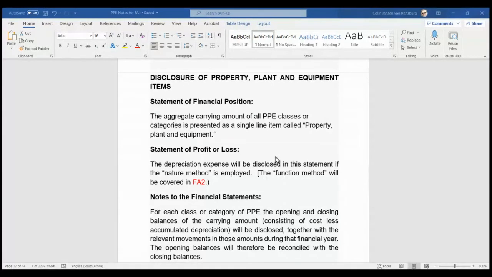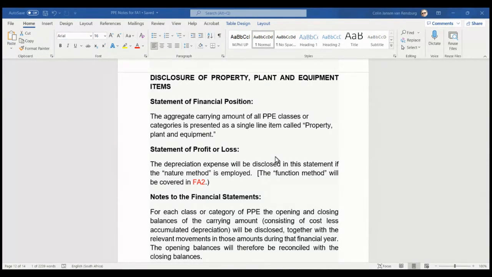So, ladies and gentlemen, I just want us to ask ourselves a few questions here, and then we can provide the answers. If we say we are going to reconcile the opening balances, and the opening balance, the cost less the accumulated depreciation, basically represents your carrying amount at the beginning of the year, right? We've discussed that now on a few occasions. If you are going to reconcile that with the closing balances, what would those items in between represent?